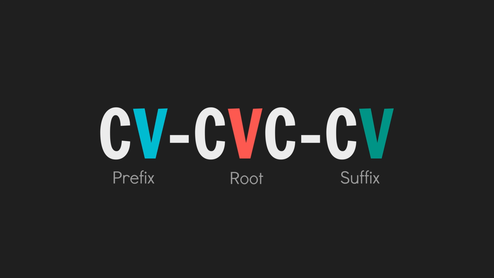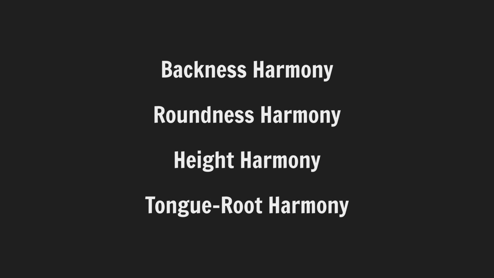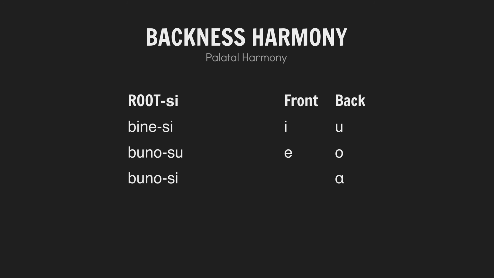Vowel harmony is a phenomenon where vowels within a given domain agree with each other with respect to one or more features. Broadly speaking, vowel harmony comes in 4 flavours: backness harmony, roundness harmony, height harmony, and tongue root harmony. Backness harmony, aka palatal harmony, is where all vowels within a given domain must agree in backness.